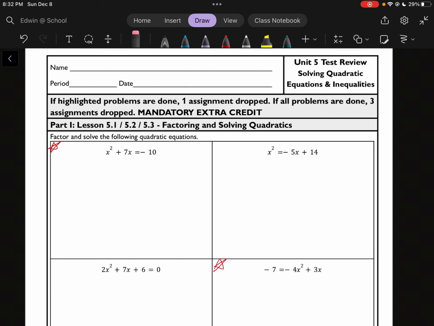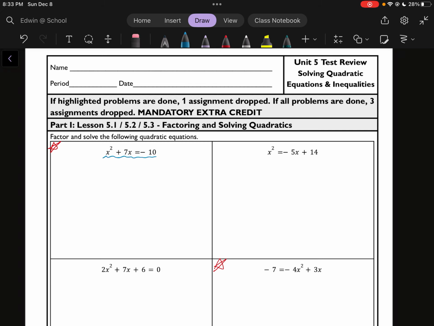Okay, so part 1, lesson 5.1, 5.2, 5.3, it had to do just with factoring and solving quadratic equations. Meaning we need to have our equation in standard form, and then we need to factor it by either using grouping or the box method. I'm going to be doing one of each, but I prefer grouping because it's very easy to see the math that's being done. But let's just start with the box method real quick.